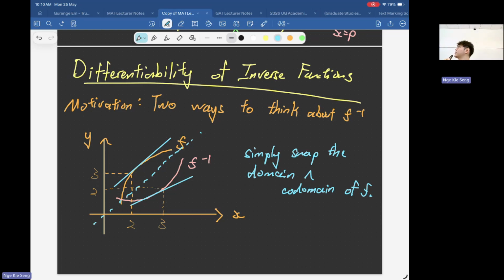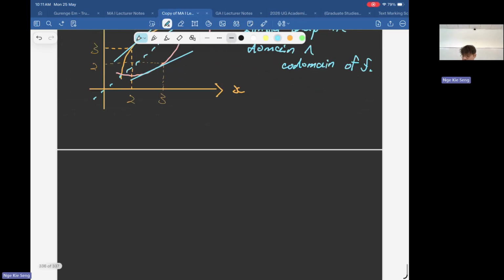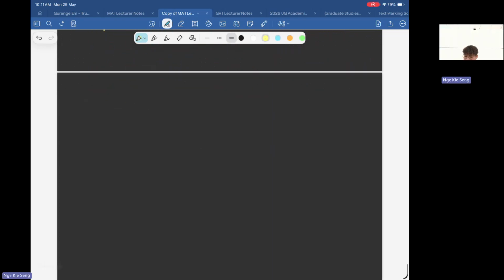So we are trying to find the relation between these two algebraically. So what do you think? What's the derivative of f inverse? Can I guess? How does it relate to the original derivative?